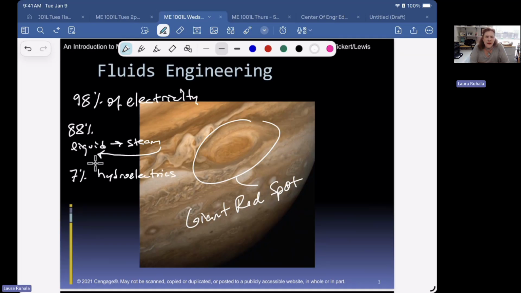So when you first think about fluids and how fluids would be involved in energy, you might think dams. And yeah, that's absolutely true, but that's actually only 7%. 88% is through the fluids engineering, the water cycling. And then the rest of this 98% would come from wind power, which is also fluids engineering.